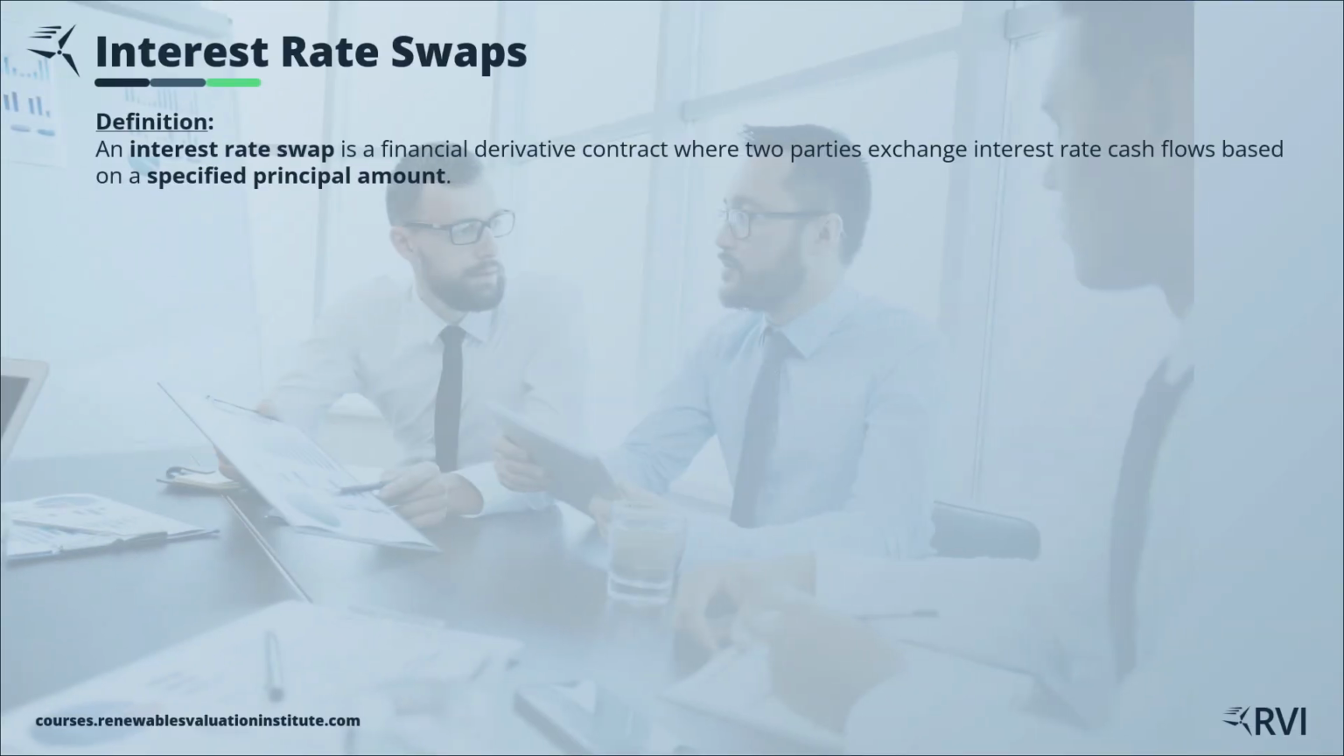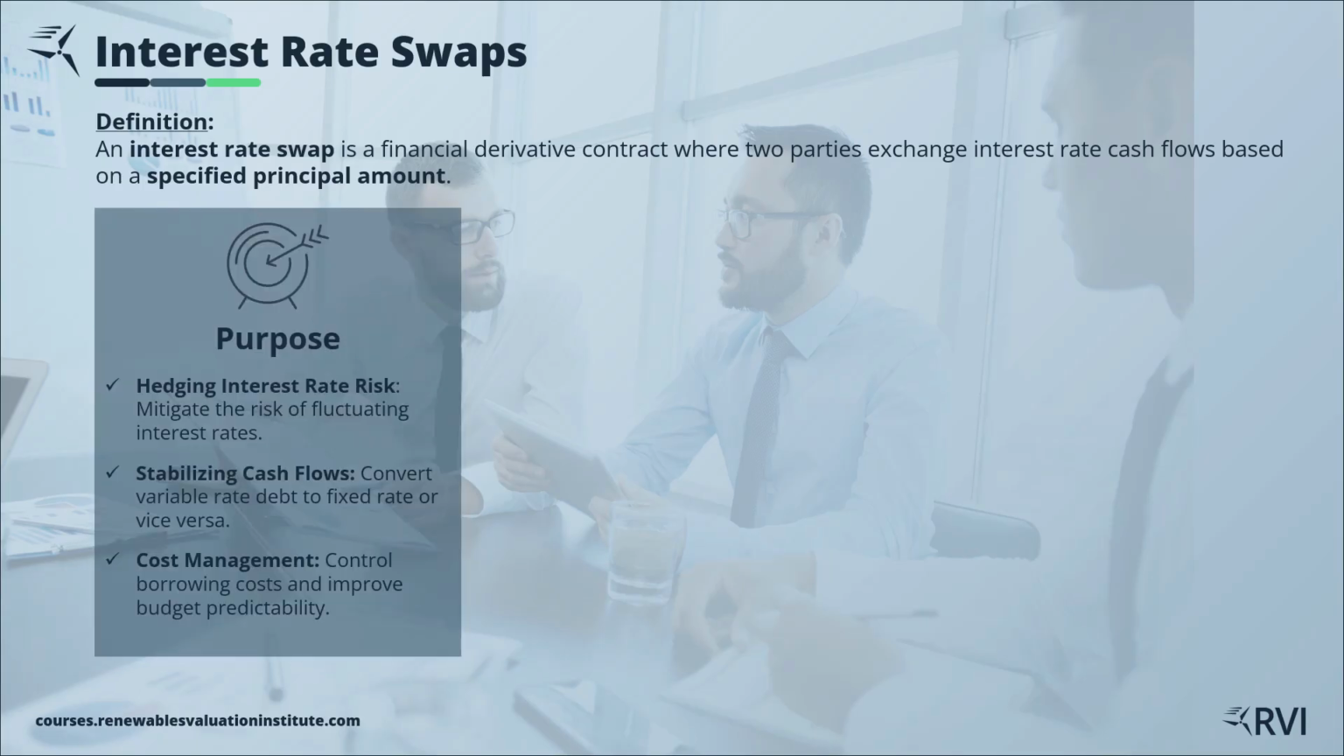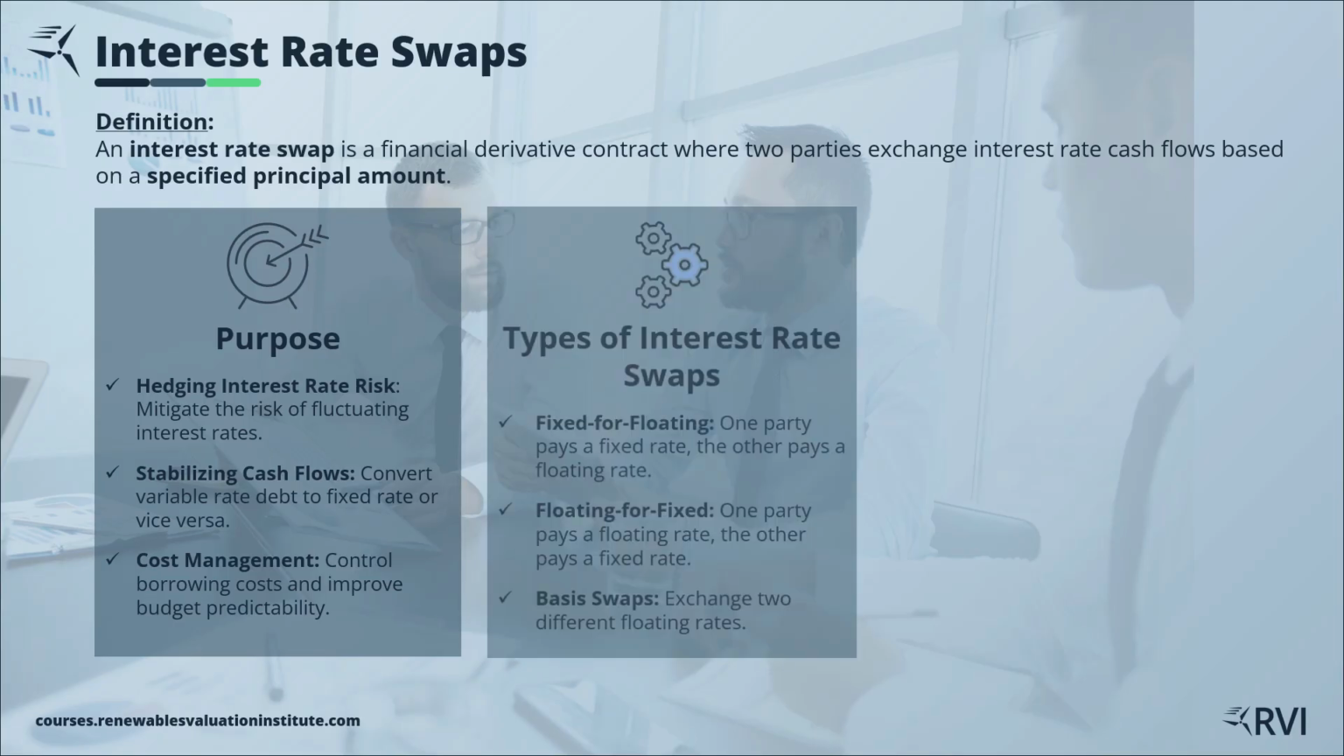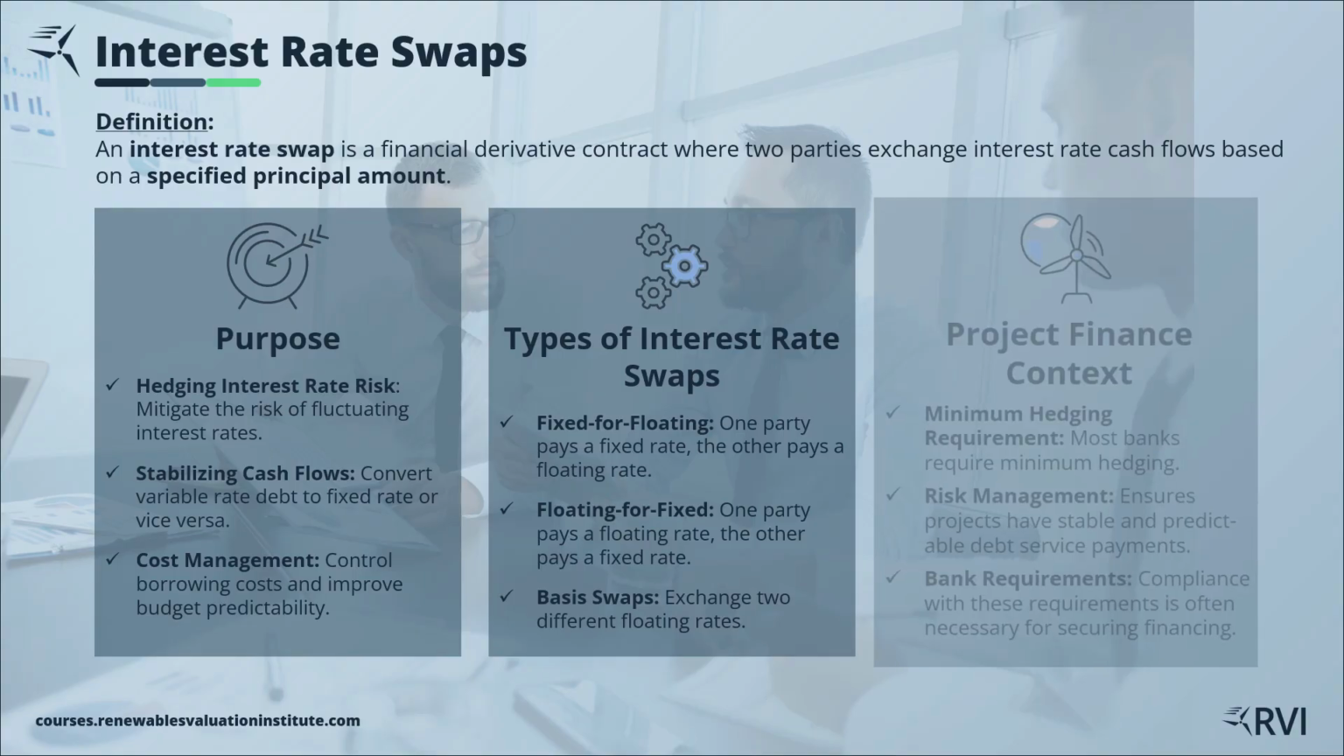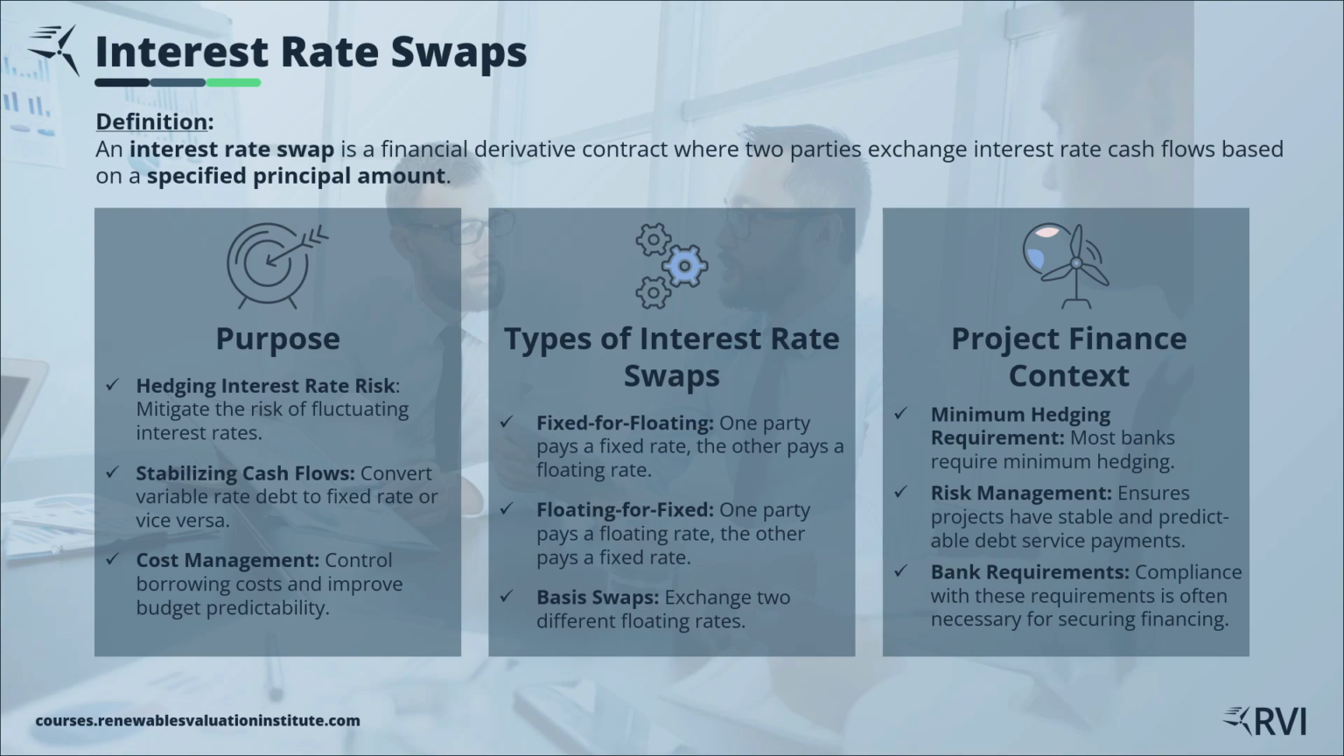But first, let's understand why swaps even exist. In project finance, lenders want stable and predictable debt service. A swap helps reduce the risk of floating rates moving against us. Mechanically, a swap is just an exchange of cash flows on a notional amount. The most common structure here is fixed for floating. We pay a fixed rate and receive a floating reference rate. And in project finance, this is often not optional. You will typically see a minimum hedging requirement. And in this case study, we assume 75% of outstanding debt is hedged.